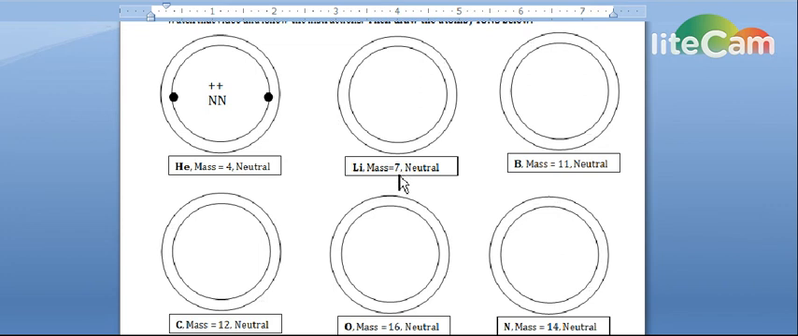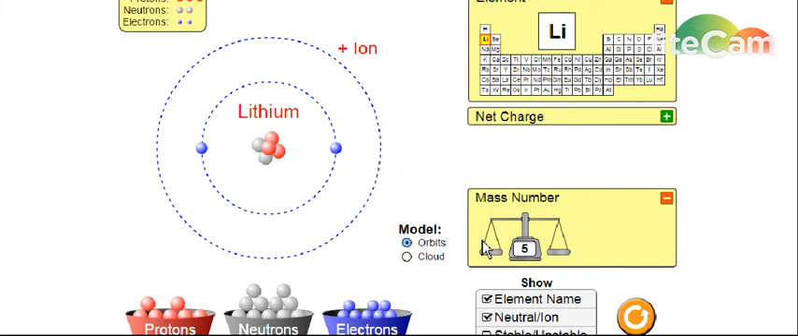Let's go back to the simulation and figure out how many neutrons we need to add to make that lithium atom weigh 7. Right now, this lithium atom has a mass of 5 because there are 5 particles in the nucleus. To make it have a mass of 7, we need to add 2 more neutrons. Now, it weighs 7 because there are a total of 7 particles in the nucleus.